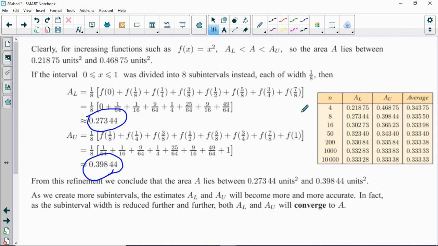And then over here in the table at the right, we can see even for 10,000 rectangles, we've got the calculations here. What we see happening is that as we get more and more rectangles, the area of the lower rectangles is getting larger, the area of the upper rectangles is getting smaller, but those two areas are converging towards the same value. They're converging towards the true area, which in this case appears to be, based on what we're seeing over here, exactly 1/3.